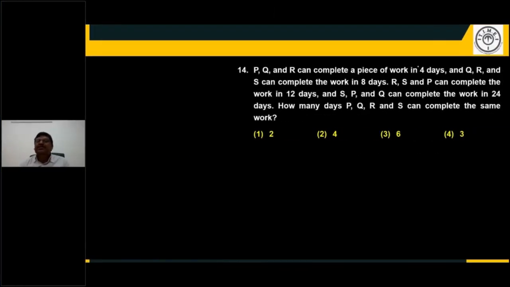Question. What I suggest to students, take the LCM method. Fractions writing will take more time, students. 4, 8, 12, 24. The number that is divisible by all of them, take 24. Let the work be 24 units.